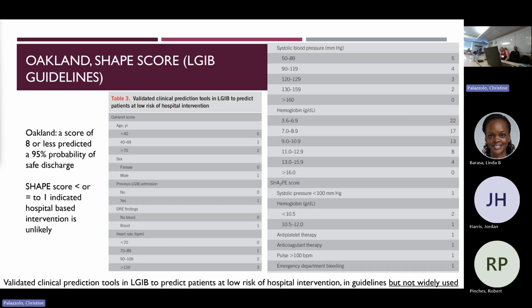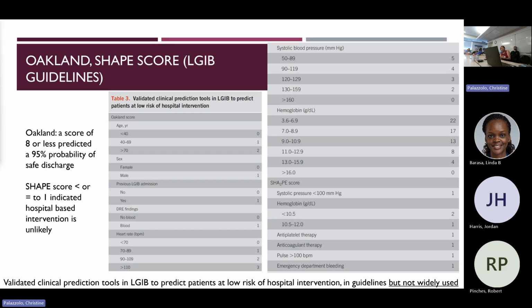All right, so going to our lower GI bleeding guidelines, there's two different scores that they mentioned that are validated, but honestly, I don't think anyone really uses these clinically. So there's your Oakland score and your SHAPE score. So Oakland takes up that first and second half of the right column, and then the SHAPE score is kind of the bottom half. But once again, I feel like none of these are truly helpful, at least for the patient population that I trained with, because once again, you go to the hemoglobin, for an Oakland score of 8 or less, 95% probability of safe discharge. If you go to the hemoglobin, patients with a hemoglobin of 9 to 10.9 are already giving you a 13, and that's where most of our patients kind of landed anyway.